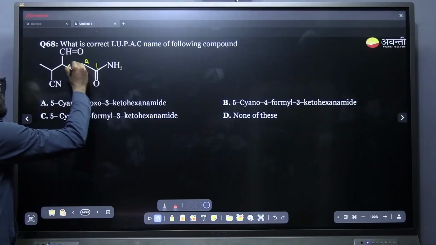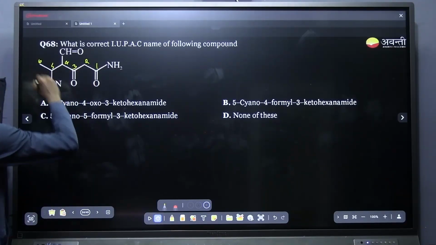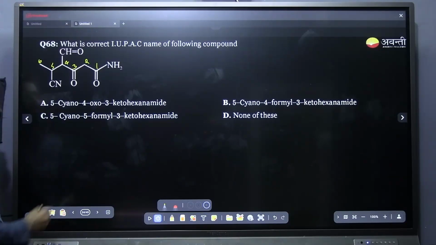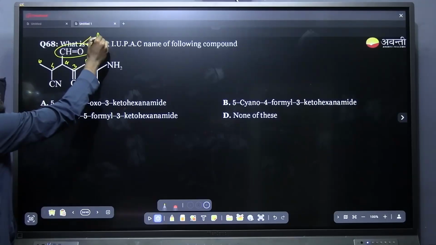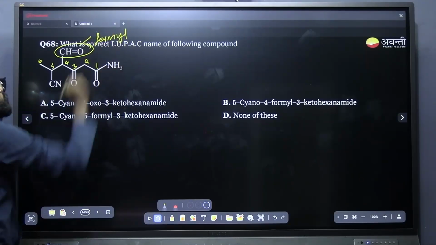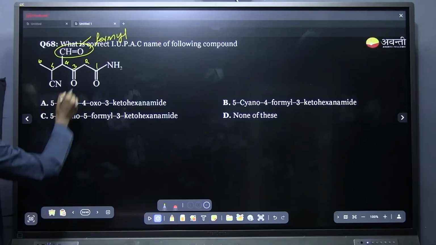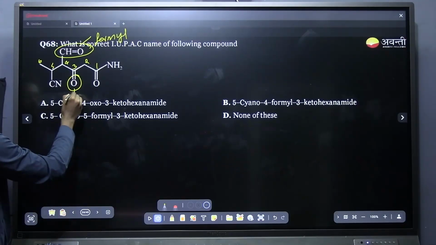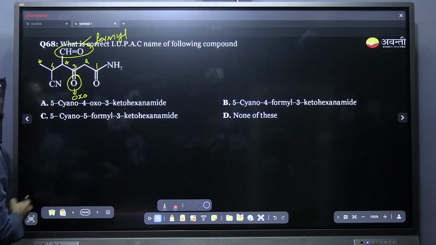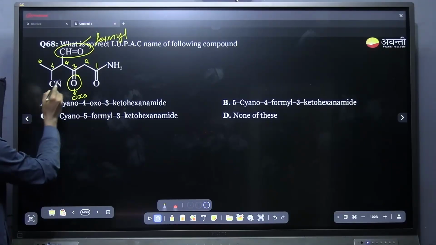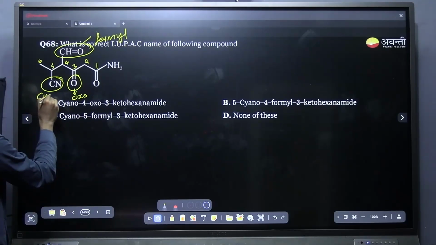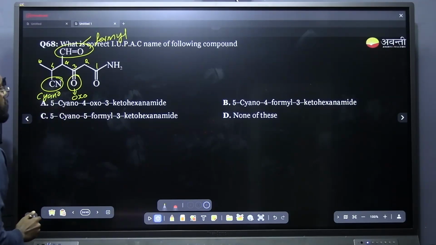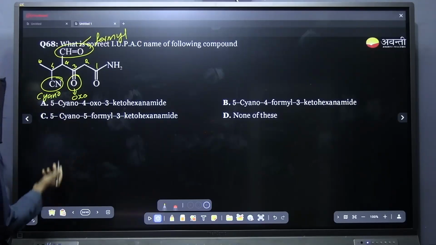So 1, 2, 3, 4, 5, 6. Remaining all are substituents only. This is aldehyde. When aldehyde is coming as a substituent, what is the name? Substituent name is formyl. Okay, and if a ketonic group is coming as a substituent, what is the name? Oxo or keto. When nitrile, CN, is coming as a substituent, what is the name? Cyano. Okay, so these are the substituent names. So based on this we can write the name of this compound.